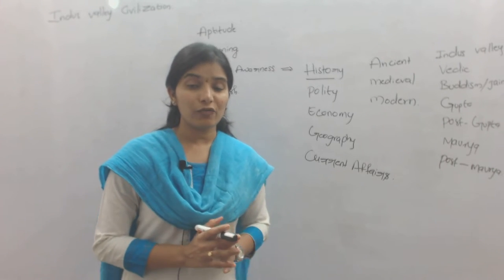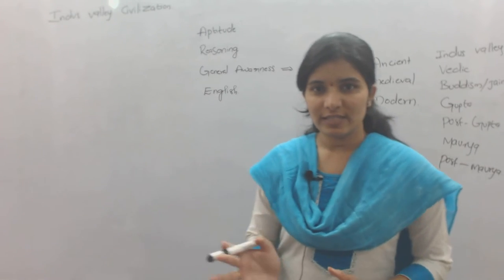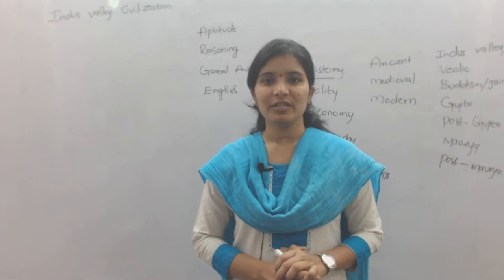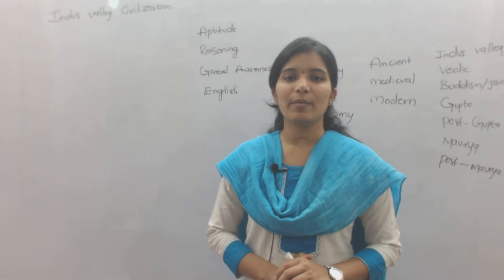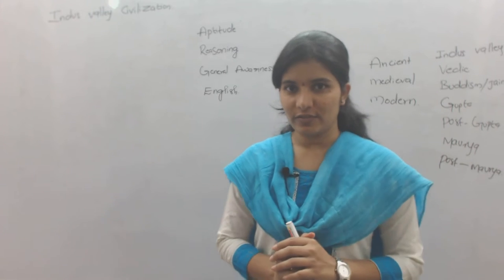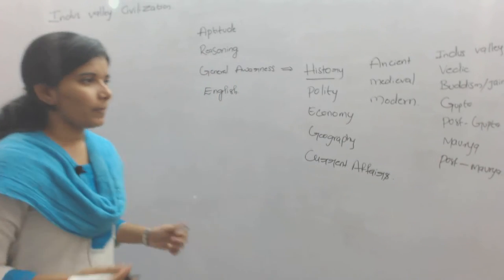What are the names? There are four important names for the Indus Valley Civilization: Saraswati Civilization, Sindh Civilization, Bronze Age and Harappan Civilization. I'll write here.